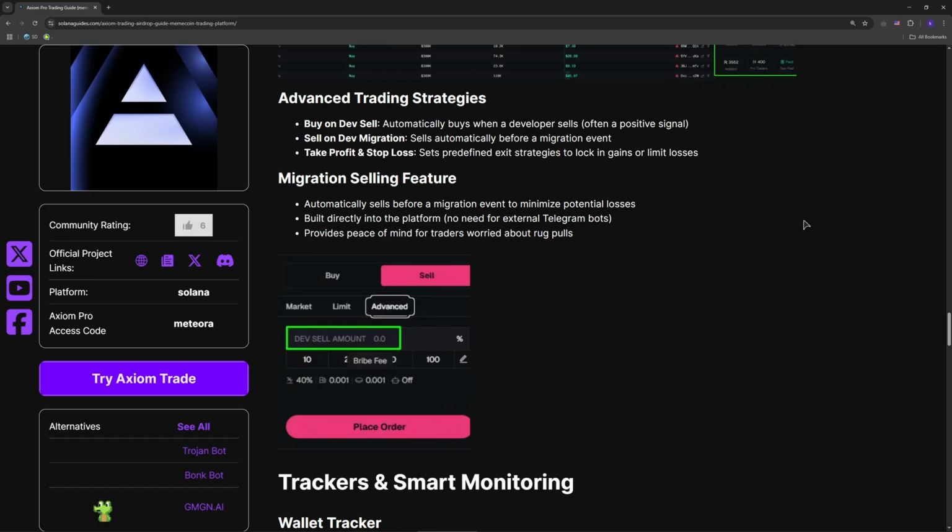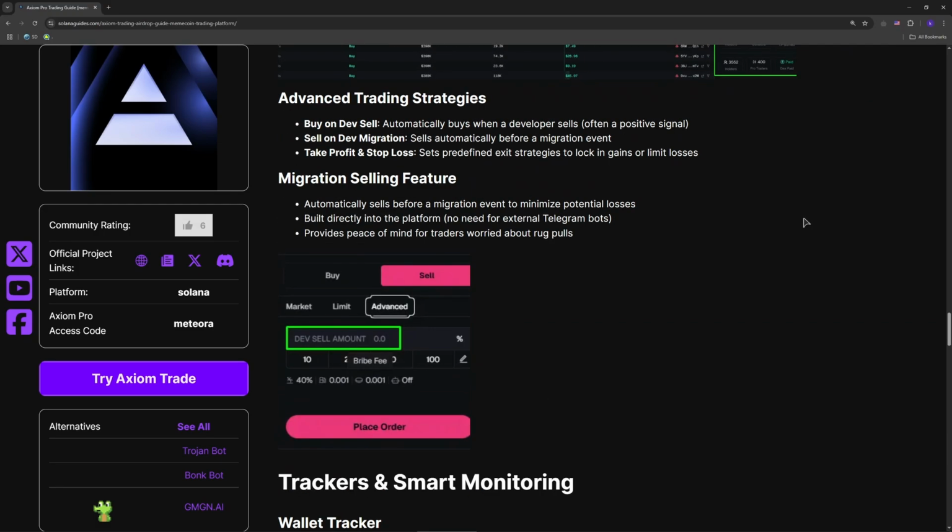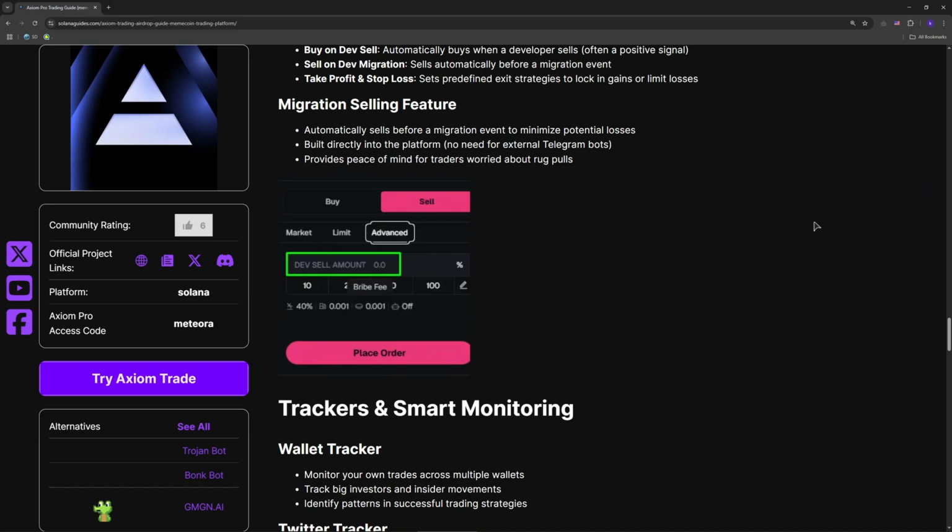Hit confirm or place trade. Axiom bundles it all into one click. Watch your trade in the positions tab, it'll auto execute when prices hit your levels. Test with a small trade first to nail the flow.